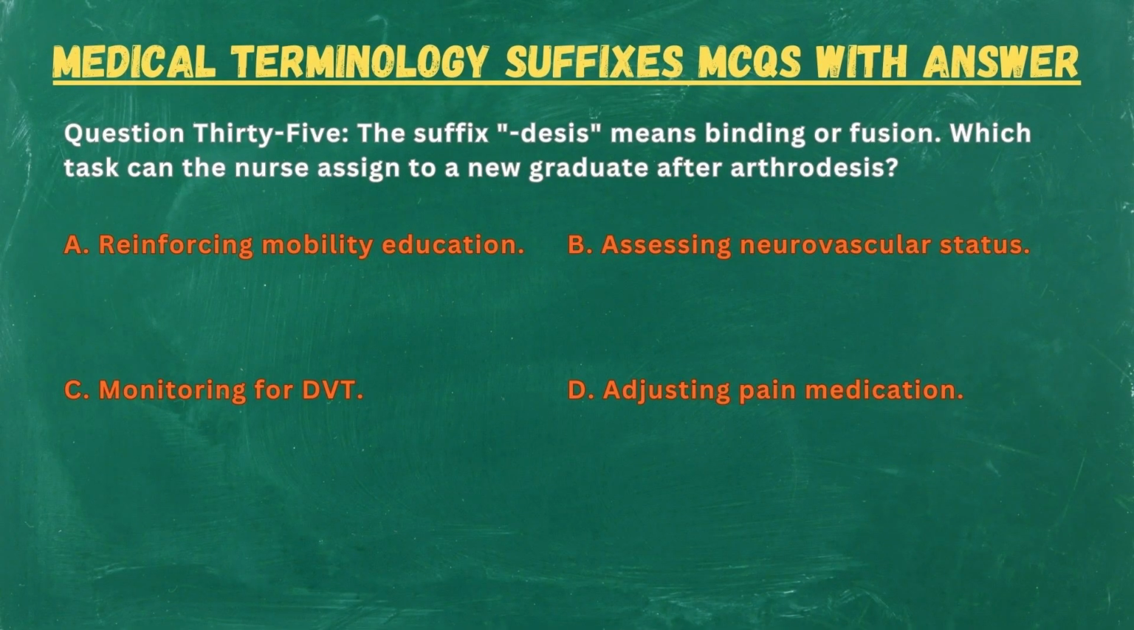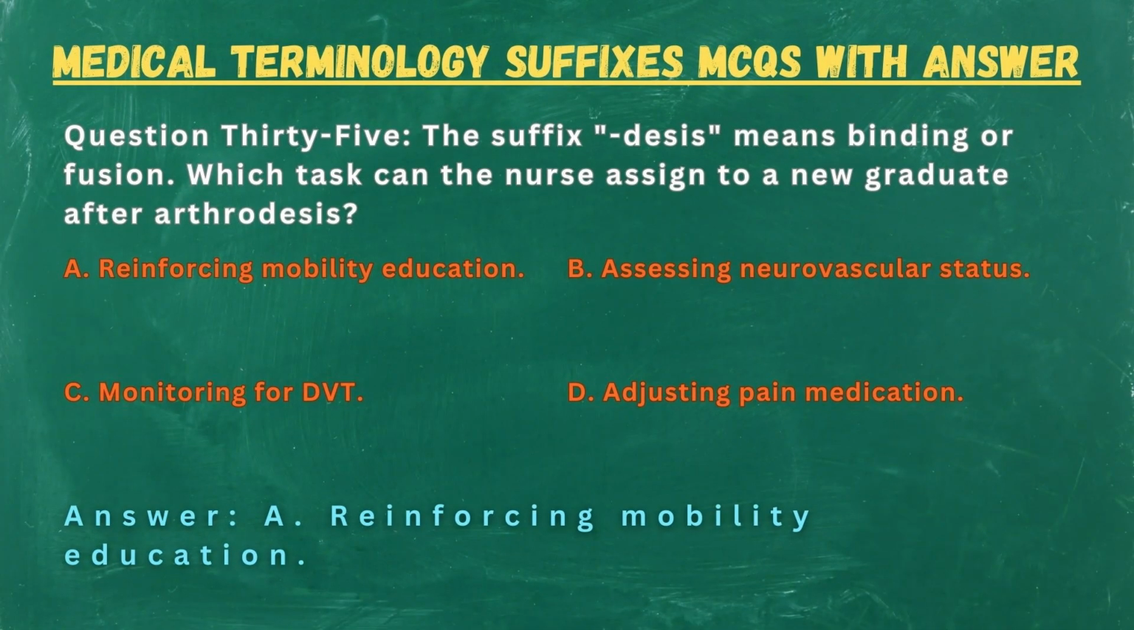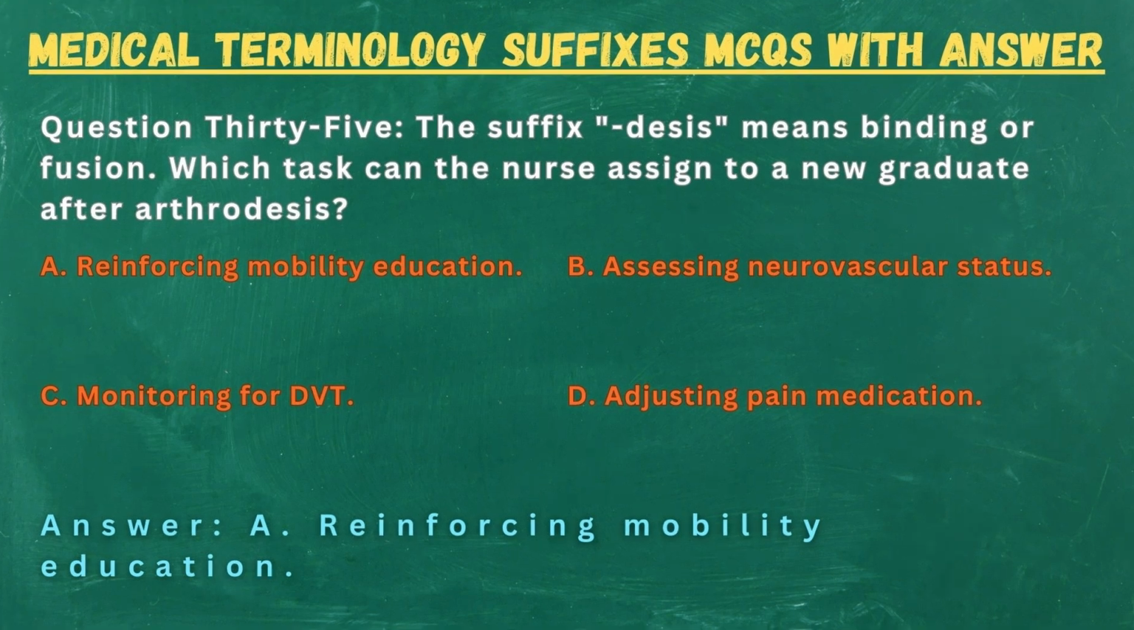Question 35. The suffix desis means binding or fusion. Which task can the nurse assign to a new graduate after arthrodesis? A. Reinforcing mobility education. B. Assessing neurovascular status. C. Monitoring for DVT. D. Adjusting pain medication. Answer A. Reinforcing mobility education.